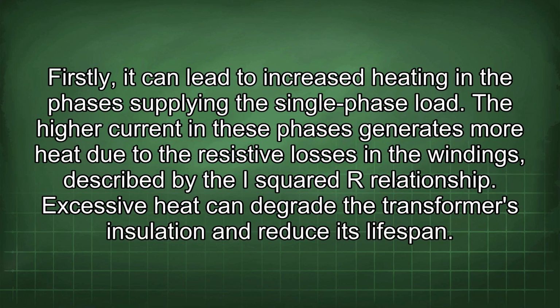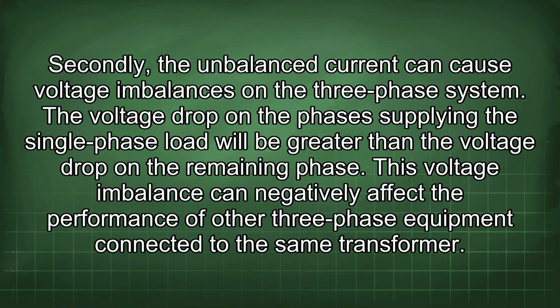Firstly, it can lead to increased heating in the phases supplying the single-phase load. The higher current in these phases generates more heat due to the resistive losses in the windings, described by the I²R relationship. Excessive heat can degrade the transformer's insulation and reduce its lifespan. Secondly, the unbalanced current can cause voltage imbalances on the three-phase system. The voltage drop on the phases supplying the single-phase load will be greater than the voltage drop on the remaining phase. This voltage imbalance can negatively affect the performance of other three-phase equipment connected to the same transformer.